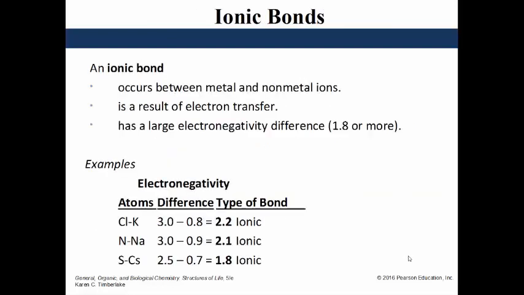All right, let's talk a little bit more about the traits of an ionic bond. These will occur between metals and nonmetals. These are formed as a result of an electron transfer, either gaining an electron or losing an electron. And these bonds have a very high electronegativity difference, 1.8 or higher. Some common examples: chlorine and potassium. That difference is going to be 2.2, so that forms an ionic bond. Nitrogen and sodium, 2.1 in difference, ionic. So a big indicator of whether a bond is an ionic bond is the high difference in the electronegativity between the two elements.